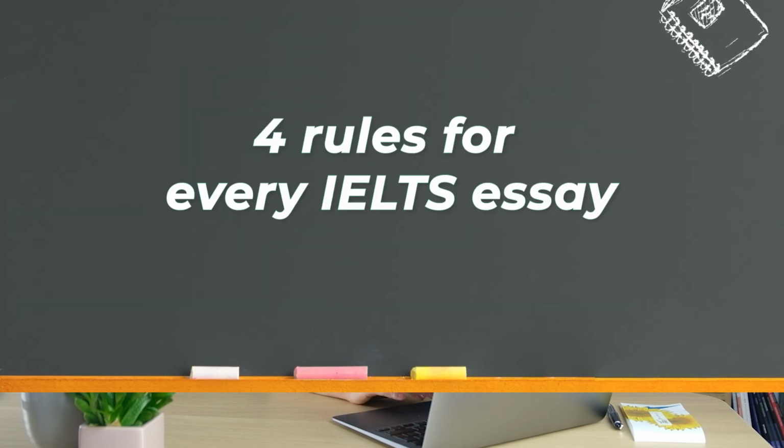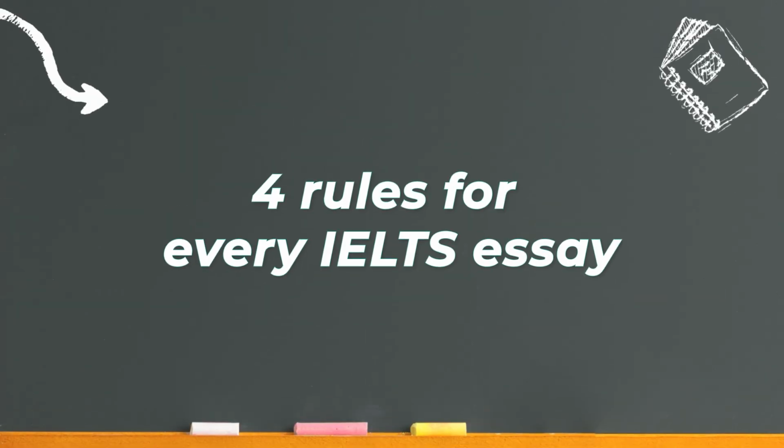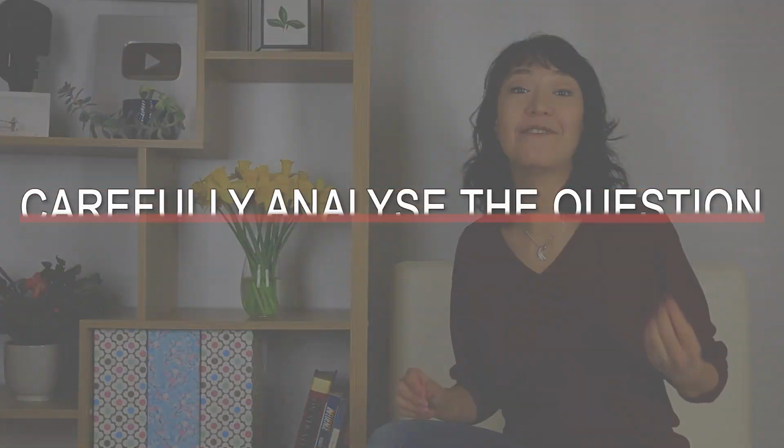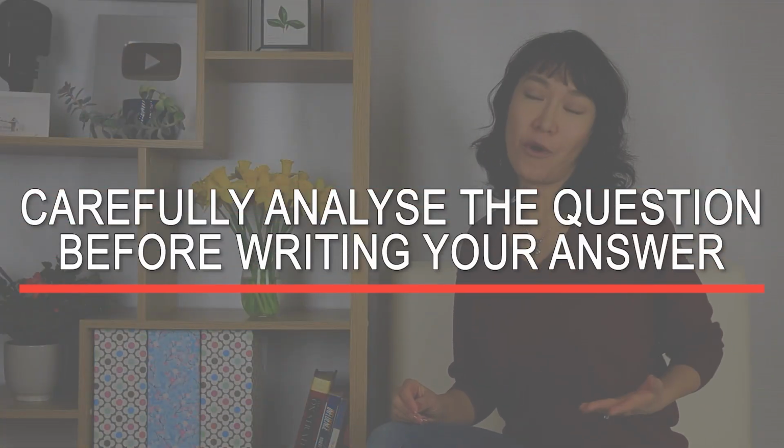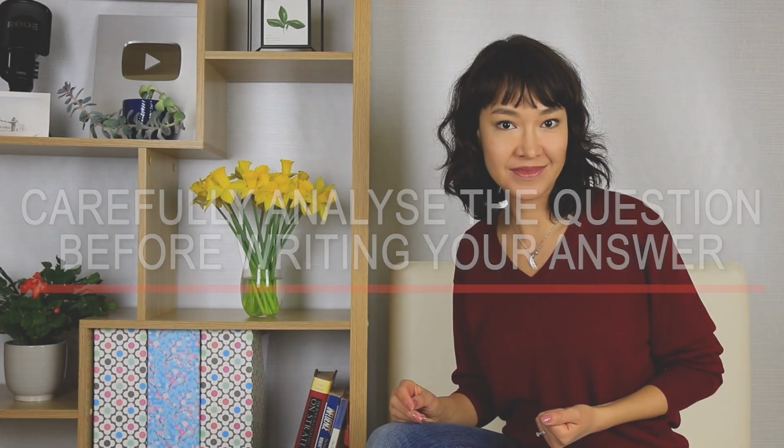So, how can you fully answer the task to get a great task response score? Don't underestimate this requirement. A lot of marks are lost here. But I have 4 tips and some examples that can help you. The first tip is carefully analyze the question before writing your answer. At the end of the day, there is nothing worse than giving a brilliant answer to the wrong question.